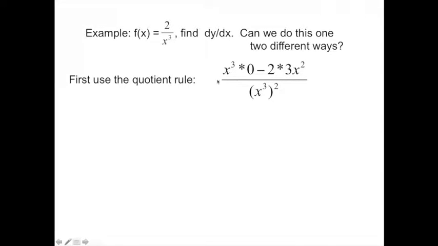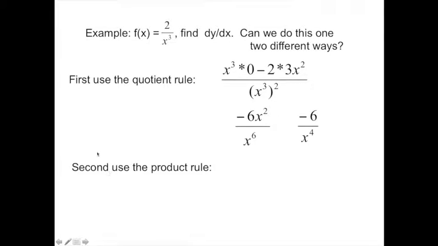So when we simplify that, we get negative 6x squared over x to the 6th, which if we simplify that a little further, it's negative 6 over x to the 4th. So that's not too bad to use the quotient rule. It's just that the quotient rule sometimes is hard to remember.